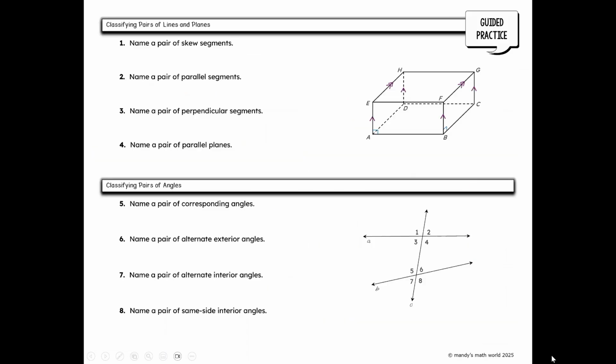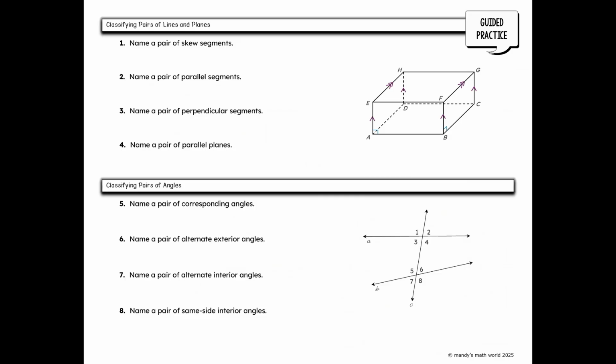Okay, let's move on. So in examples 1 through 4, we're going to classify some pairs of lines and planes. So in number 1, it says name a pair of skew segments. So we're just going to practice identifying, all right? And since we're doing this together, all of our answers are going to look the same, but when you get into your independent practice, answers may vary.